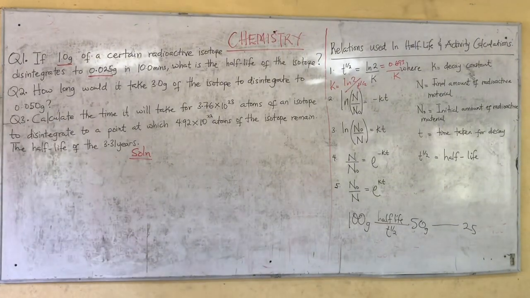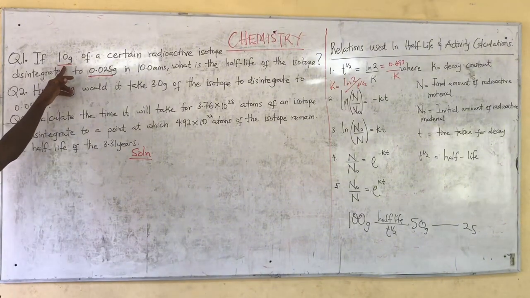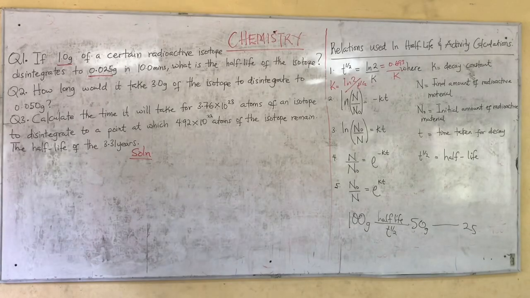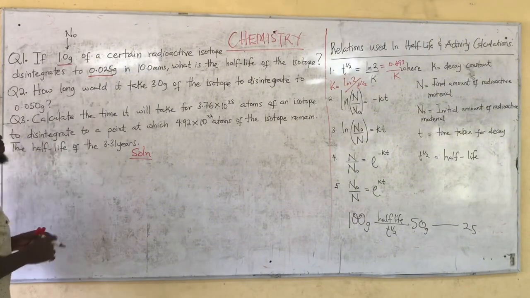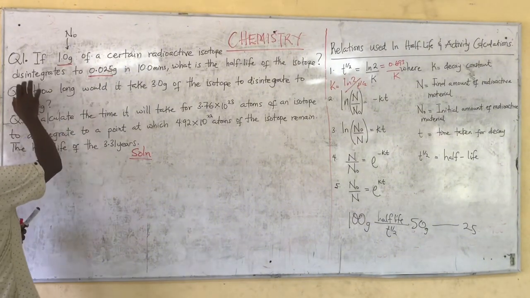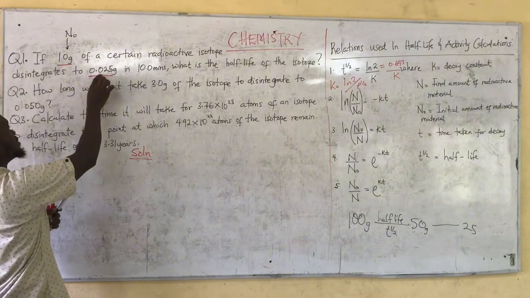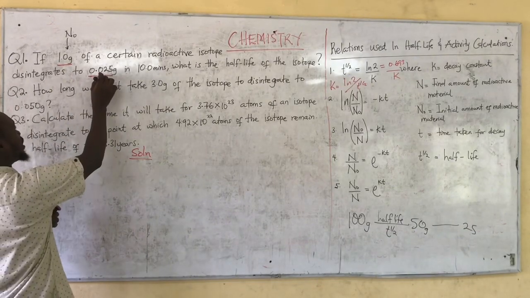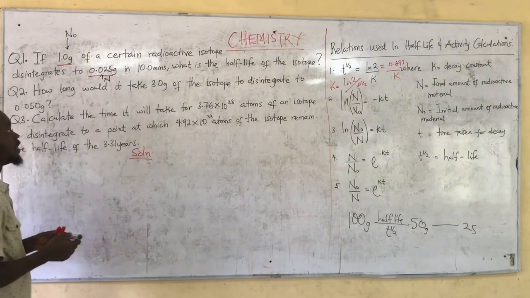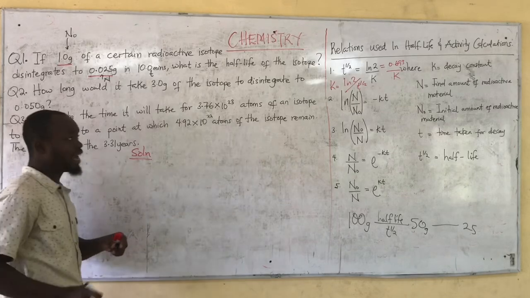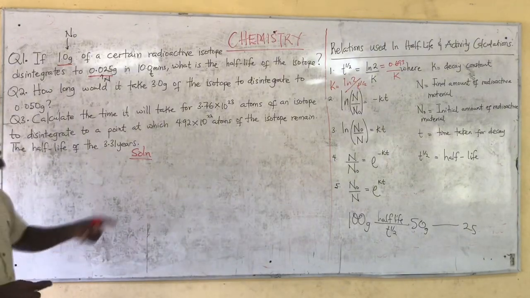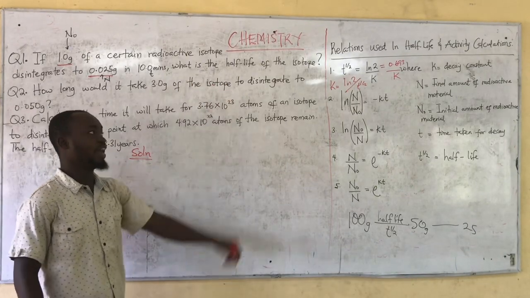But before that, we need to understand certain terminologies used in the question. So if 1 gram, it means that 1 gram here indicates the initial amount of the radioactive isotope. Is that okay? So the 1 gram here represents N naught. It disintegrates to 0.025 grams. So the 0.025 gram here indicates N in 10 minutes. So the 10 minutes here is the time, T. Is that okay? What is the half-life of the isotope?